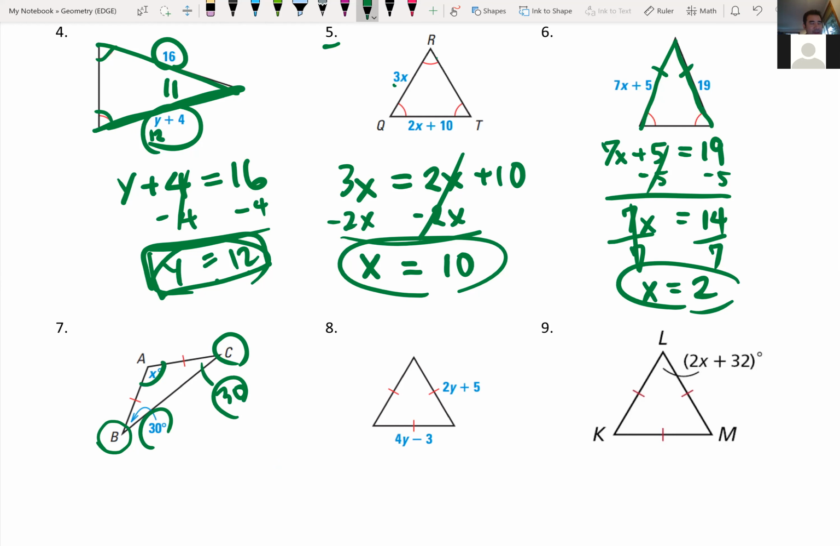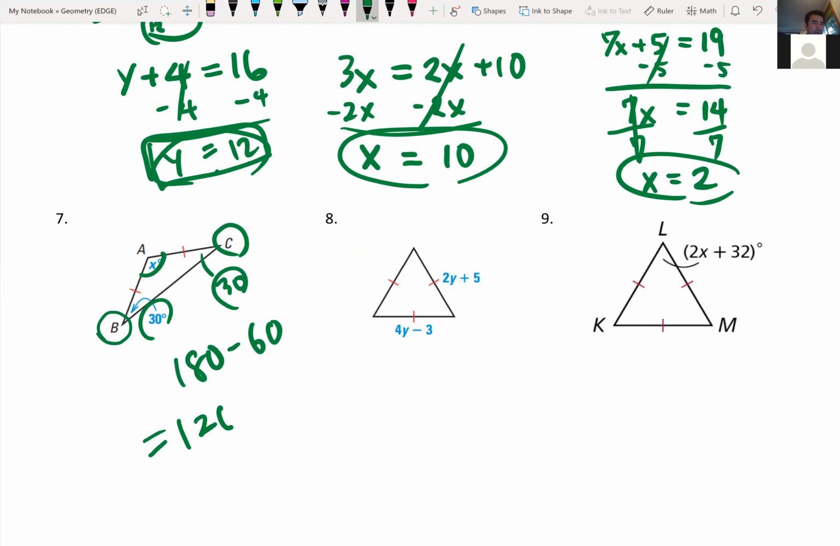Well, 30 plus 30 is 60. So all you have to do is just subtract 60 from 180, isn't it? And then you get 120. Okay? So x equals 120.